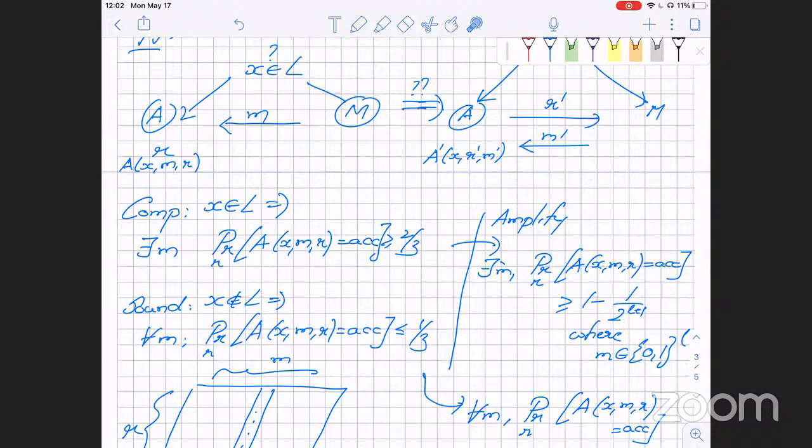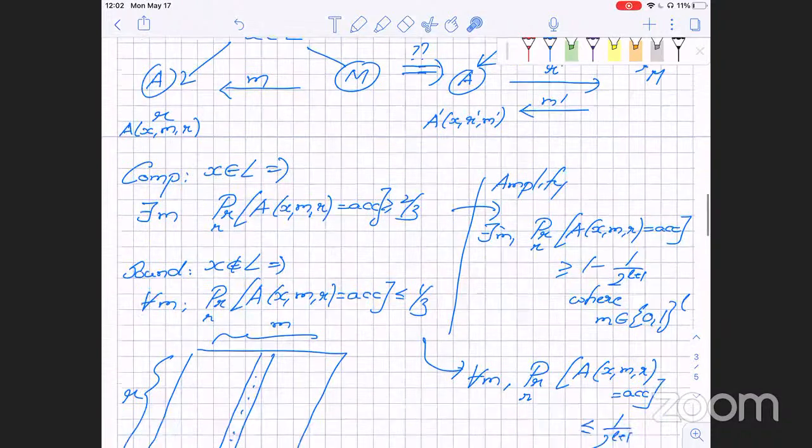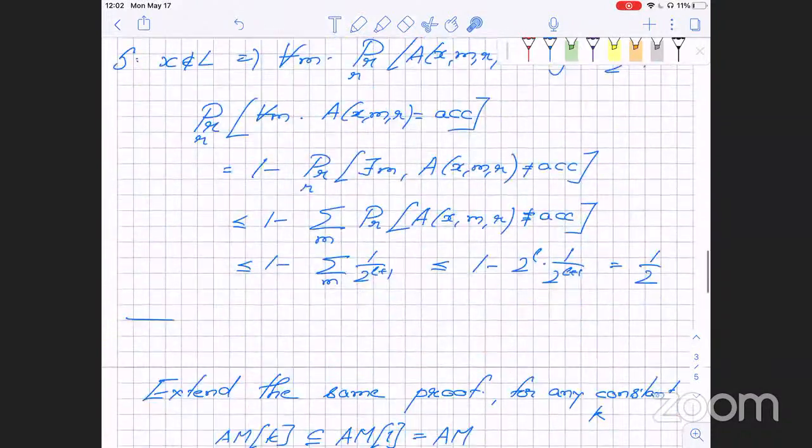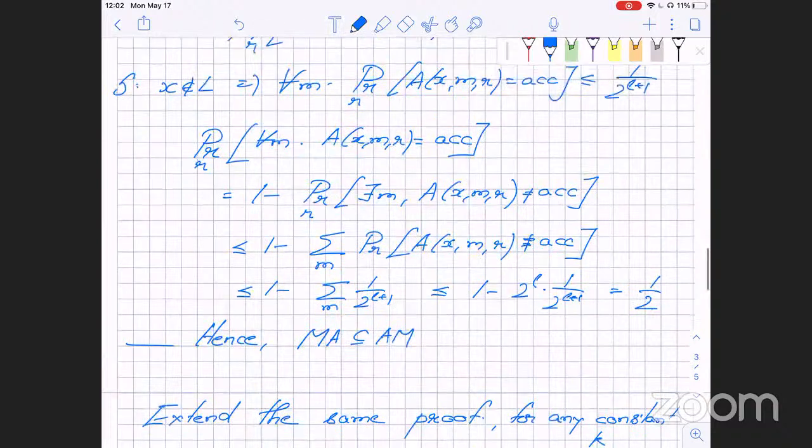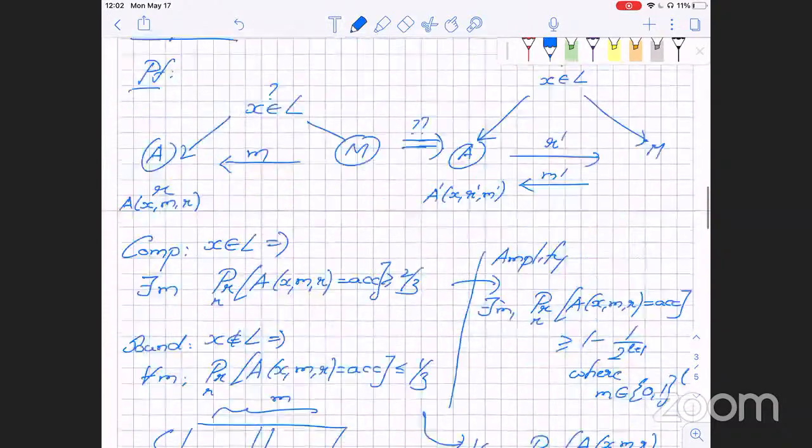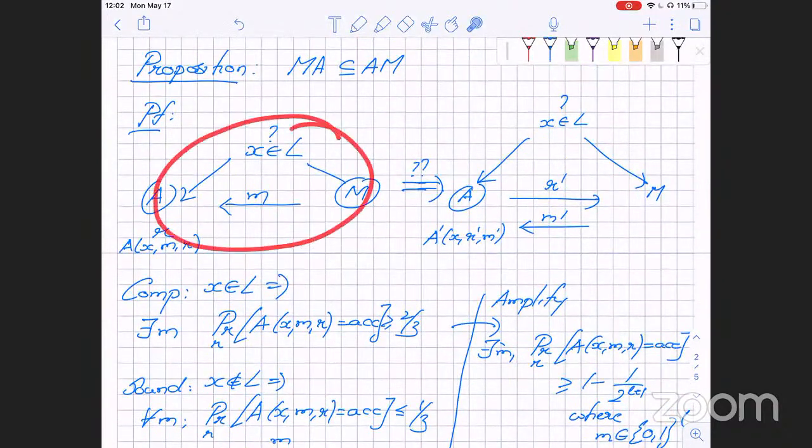We have shown that any MA proof, if you give me one, you can convert it into an AM proof. At the end, this is what I have shown. Because of this, hence MA is contained in AM. Because any such protocol, give me any such protocol, I have converted it to such a protocol.